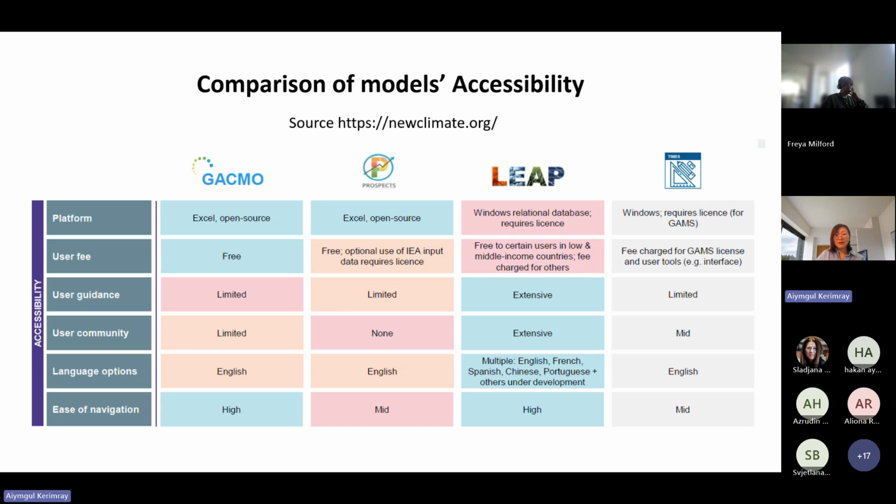While PROSPECTS and TIMES are a bit complicated, it's not very user-friendly. In that sense, I know that TIMES is a very complicated model for usage. Without specific training, it's probably very hard to start using it, and it also requires carefully reading the guidance. It takes time to understand how to run and use the TIMES model.